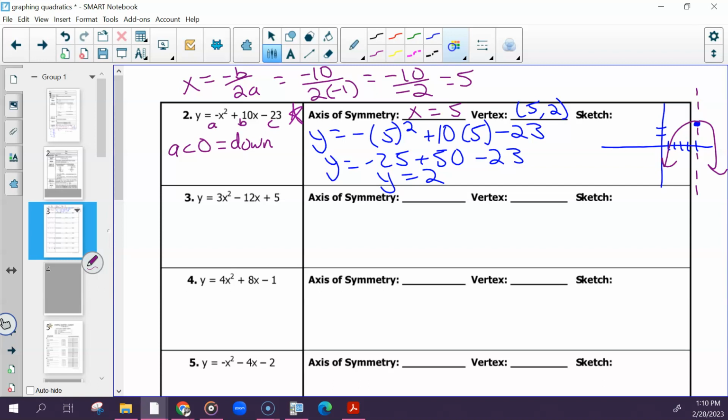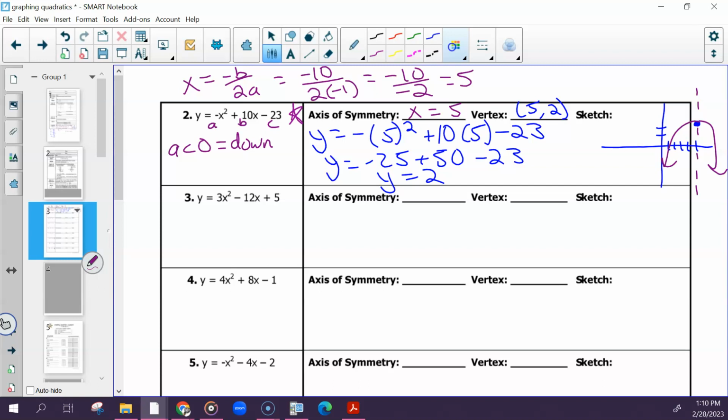Wait, so why can't we do it on a calculator and on the table? Because you'll need to show that you know how to find axis of symmetry and vertex by hand. Really, we don't have to learn that, but it's easier to graph it if we know it.